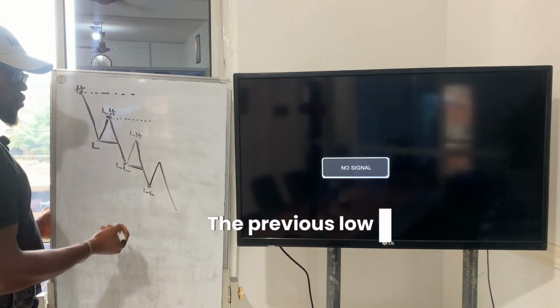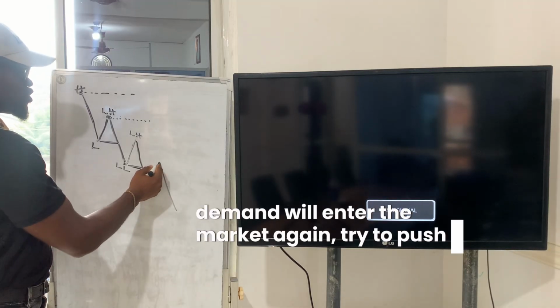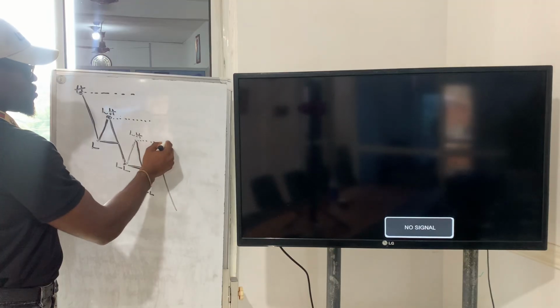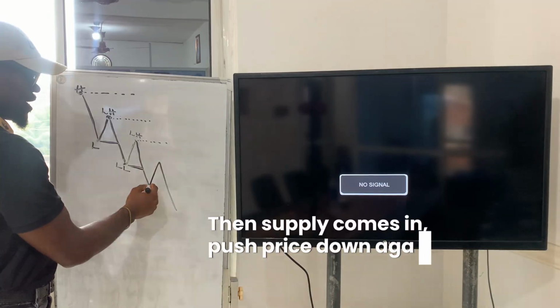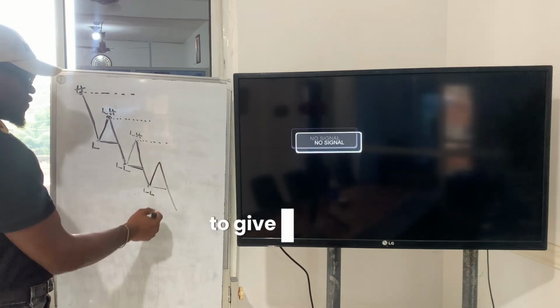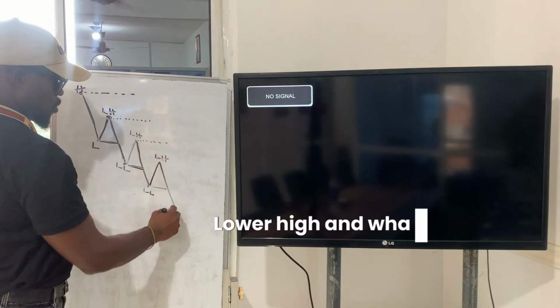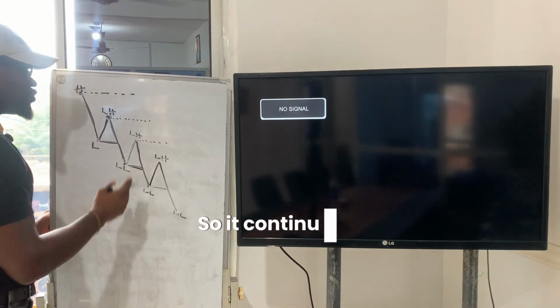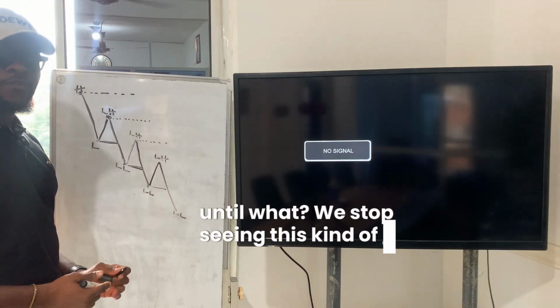The previous low, right? Now, demand will enter the market again, try to push price higher, fail to go above this high. Then supply comes in, push price down again, surpassing this previous lower low to give us a new lower low, lower high, and lower low. So it continues on and on and on until we stop seeing this kind of movement, right?